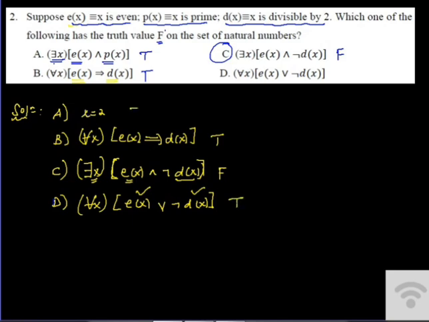The choices in A, B, and D are true, but the statement in C is false. So we are asked for the false statement, so our answer will be C.